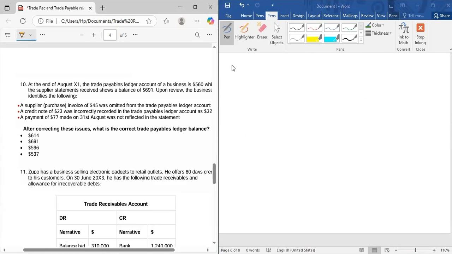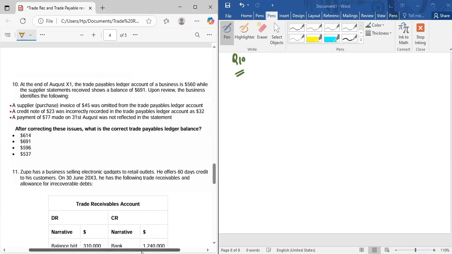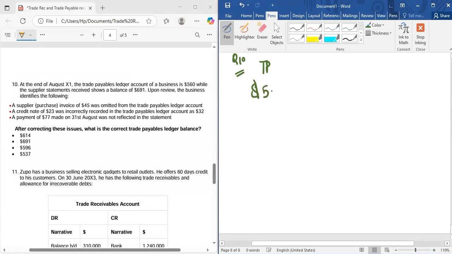Question number 10. At the end of August X1, the trade payables ledger account of a business is $560, while the supplier statement received shows a balance of 691. Again, this is the same question which we did. Now let's see what this question is saying. According to the trade payables ledger, we should pay $560, but our suppliers say that no, you have to pay $691.